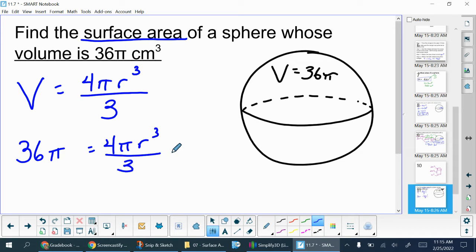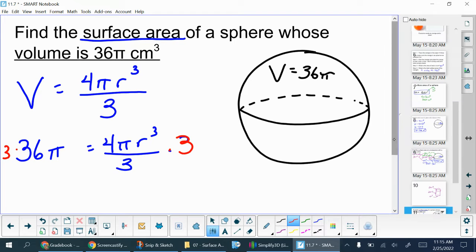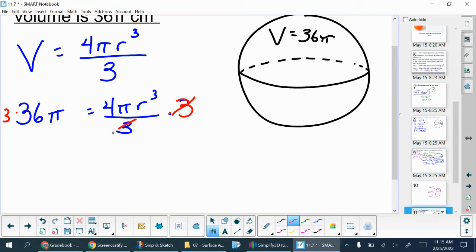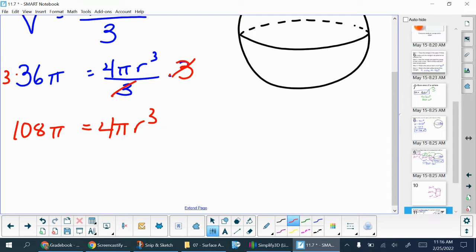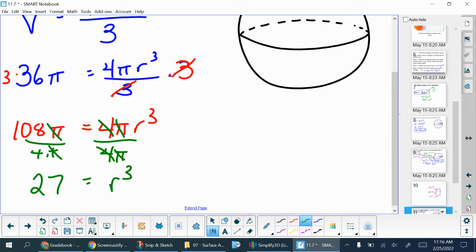And then we'll start doing some steps here. I'm going to multiply both sides by 3, which will cancel out that 3 and give me 108 pi equals 4 pi r cubed. Then I will divide both sides by 4 pi. That'll cancel out the pi's, so no more pi's to deal with. That'll cancel out these 4's, and 108 divided by 4 is 27, equals r to the third.